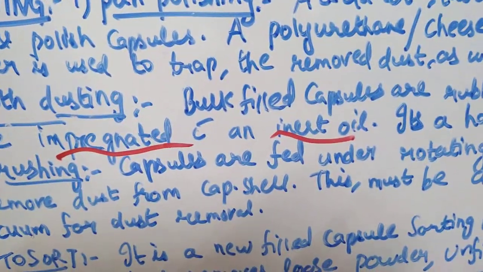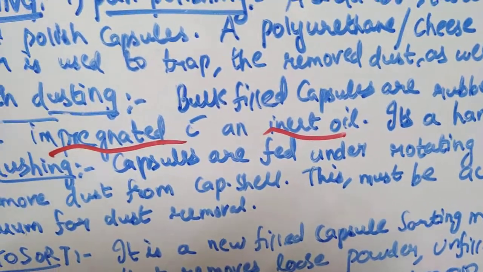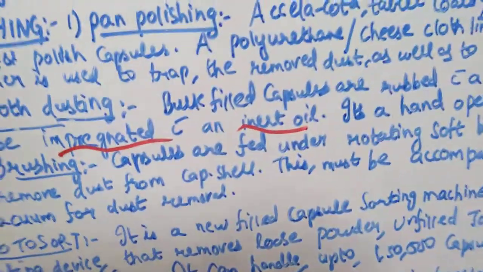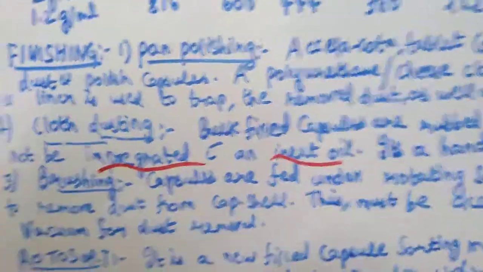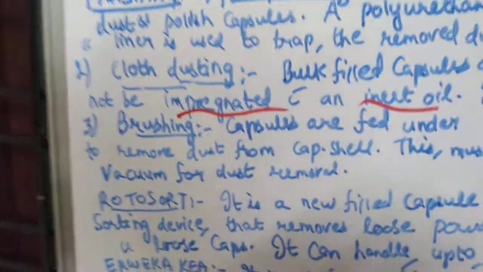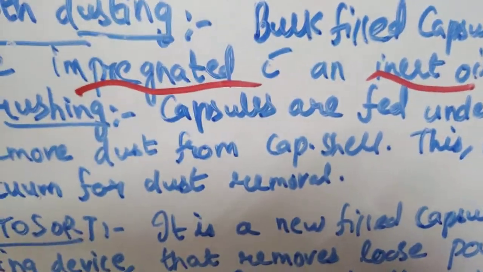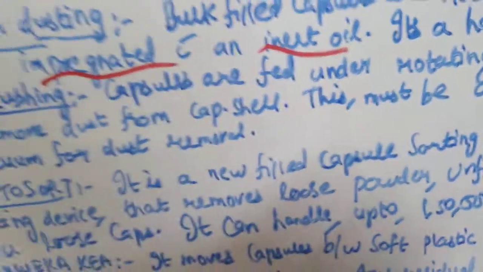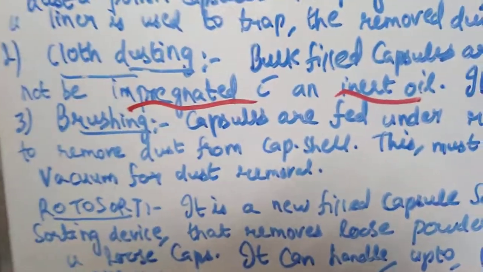Next we will discuss some polishing equipment. There are various polishing equipments available in addition to the Accela-Cota pan. Here you have the Rotosort and the Erweka equipment. First, coming to the Rotosort.